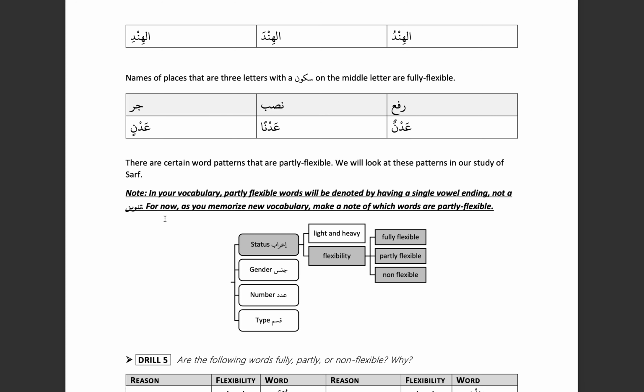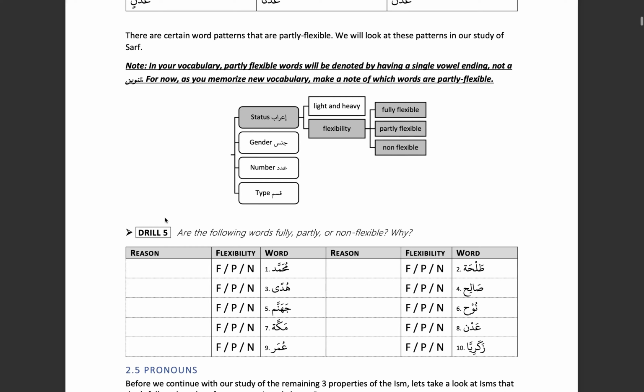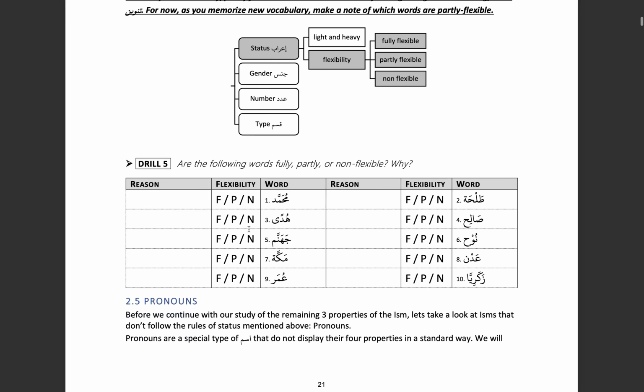So yeah. Then of course, what other thing there, of course, the drill. We have to discuss why they are partly flexible, is it fully flexible, and what is the reason. Muhammadun, number one, of course, is pretty easy. It's an Arab name, so it's fully flexible. Huda, of course, is non-flexible because it ends with ya maksura. So it's mabni on this Huda. You cannot say Huda and Hudin. No, it's just Huda. Right?